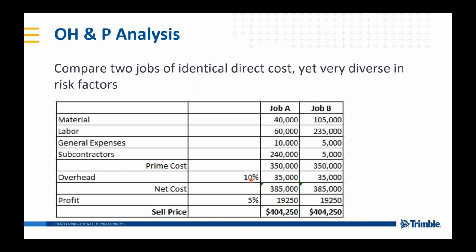So some contractors would say, hey, I'm going to put 10 and 5 on it, so 10% overhead, 5% profit, and I'm going to bid the job. Obviously, if your prime cost was $350,000 and you just put a 10 and 5 on it, both jobs would go out the door at $404,250.